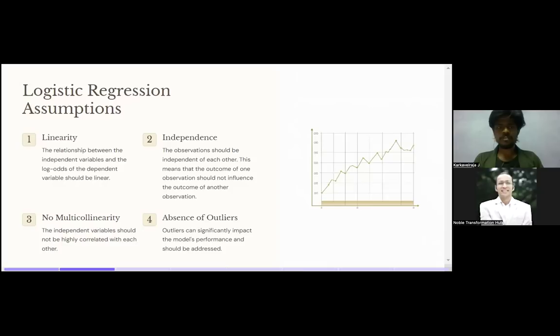So make sure, guys, you have these things in your mind, the assumptions like linearity, independence, no multicollinearity, and then absence of outliers. These are the assumptions that we need to have for logistic regression. So yes, sir, over to you.